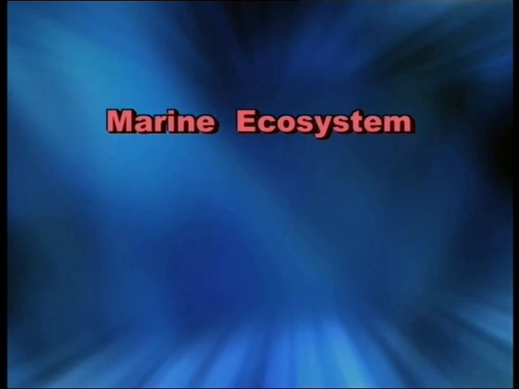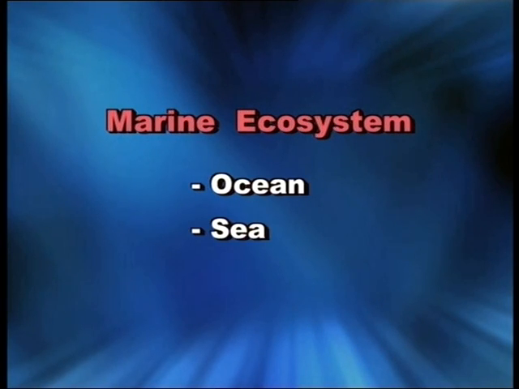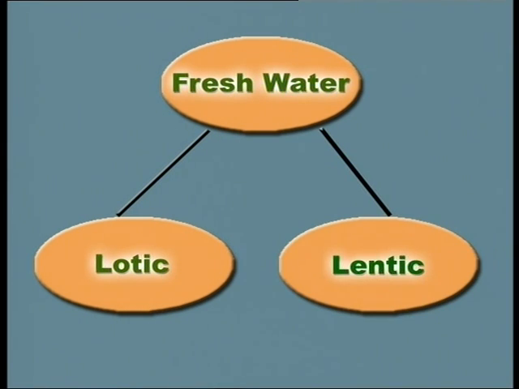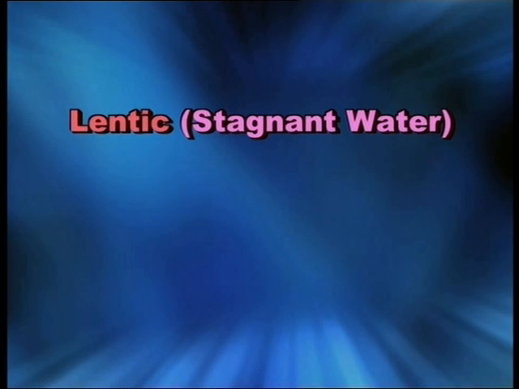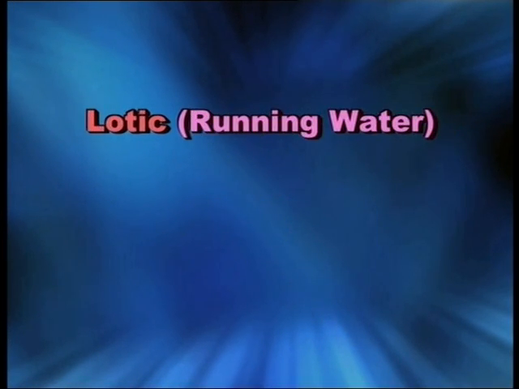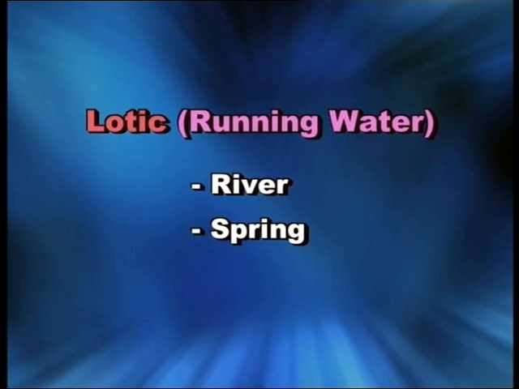In the marine, we have ocean, sea and deltas. Under the freshwater, we have further two divisions: lotic, which is running water, and lentic, which is stagnant water. In lentic, we have lake, pond and swamp, and in lotic, we have river, spring and stream.